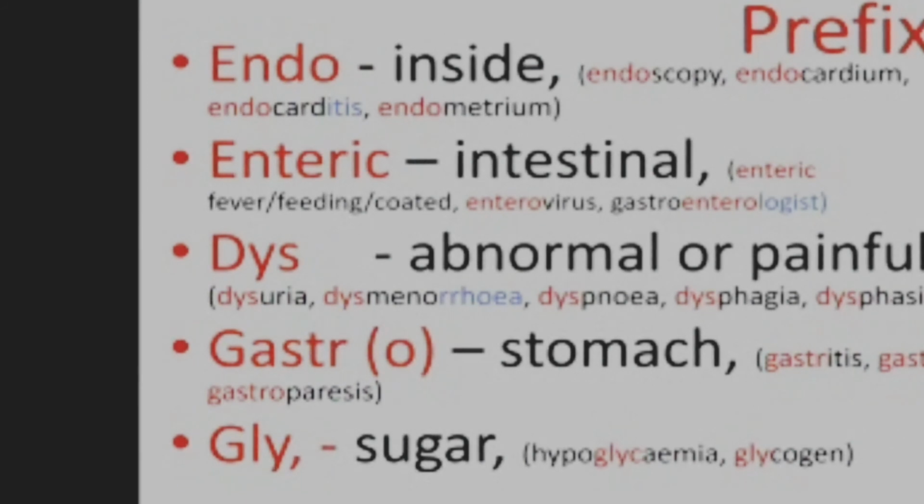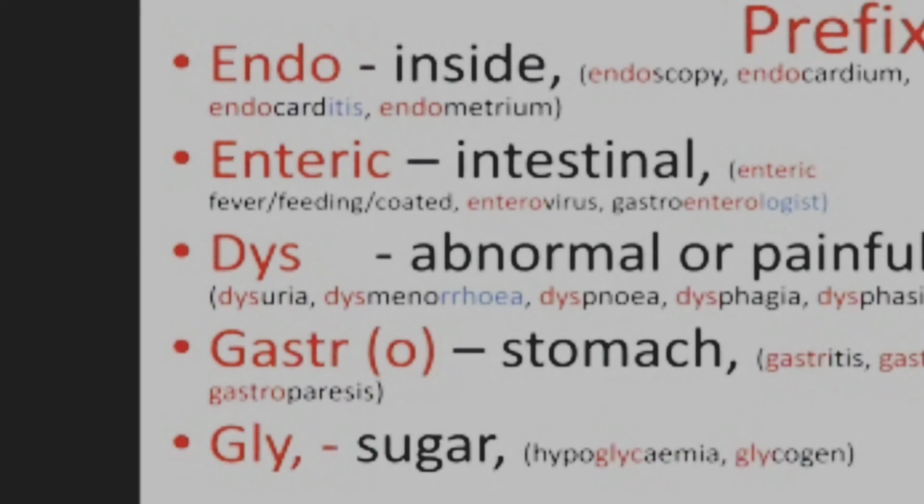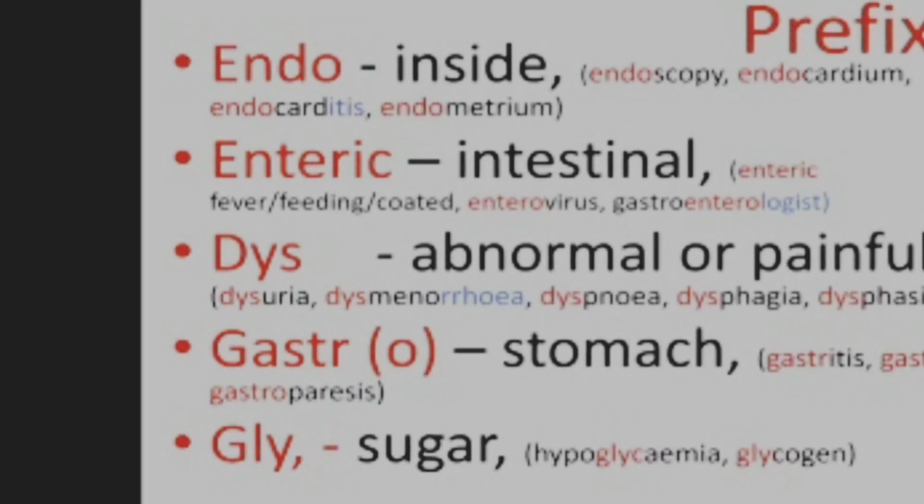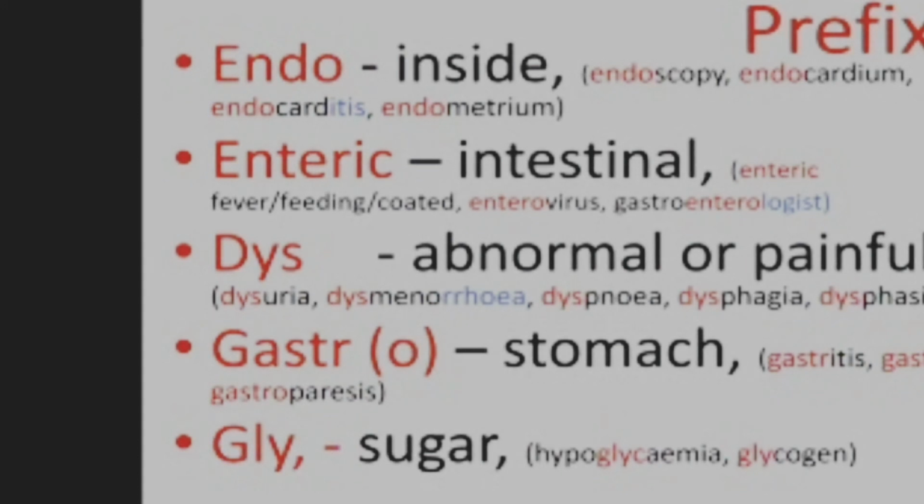Enteric could be fever, feeding. So enterovirus, gastroenterologist. The job of the gastroenterologist is to look into the abdominal part and the digestive system and find out whether the regulation of the amino acids from the glands is okay or not, whether it's over or under, or whether the amino acids needed are in the proper amount. Dys is dysfunction, abnormal or painful, like dysuria, dysmenorrhea, dyspnea, dysphagia. Gastro is something to do with the stomach: gastritis, gastroscopy, gastroparesis.